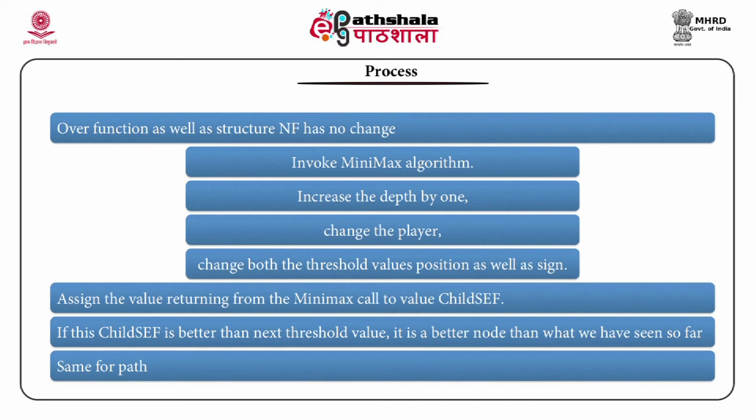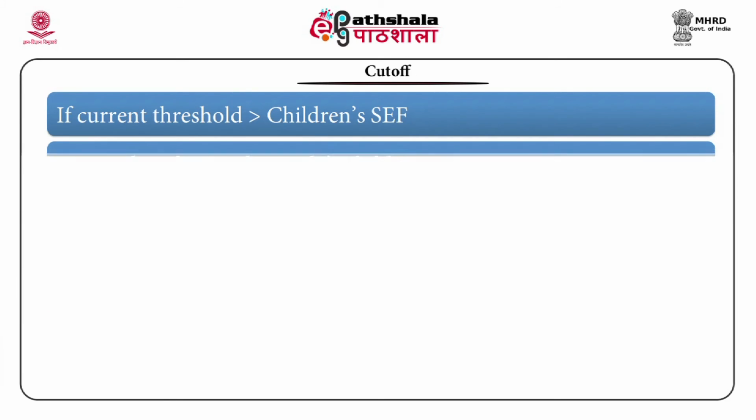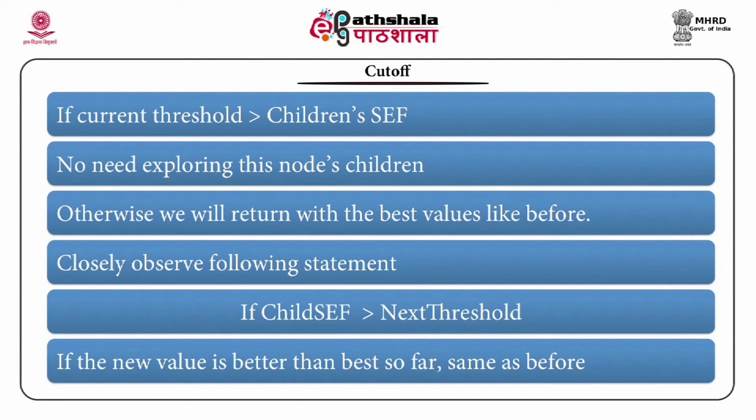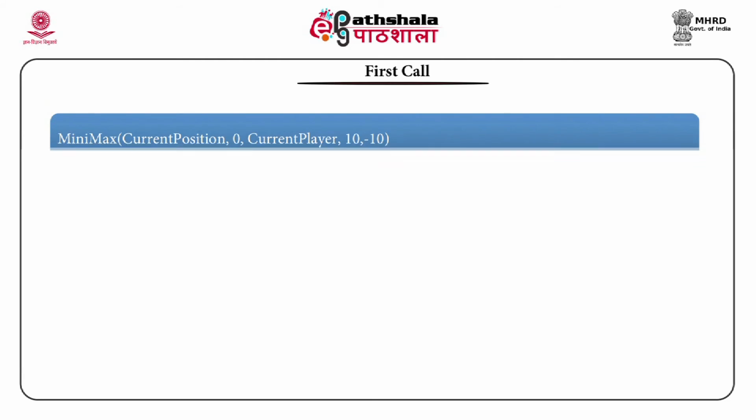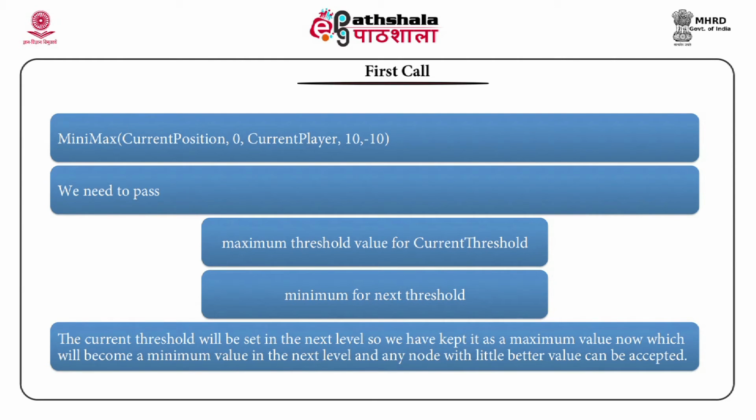Assign the value returned to child SCF. The same thing applies for path. The cutoff is also assigned like we have done in the earlier case. The point is how the first call is made. Remember, the first call is made with the state as the start state. So normally what we do is minimax, current position, 0, current player.